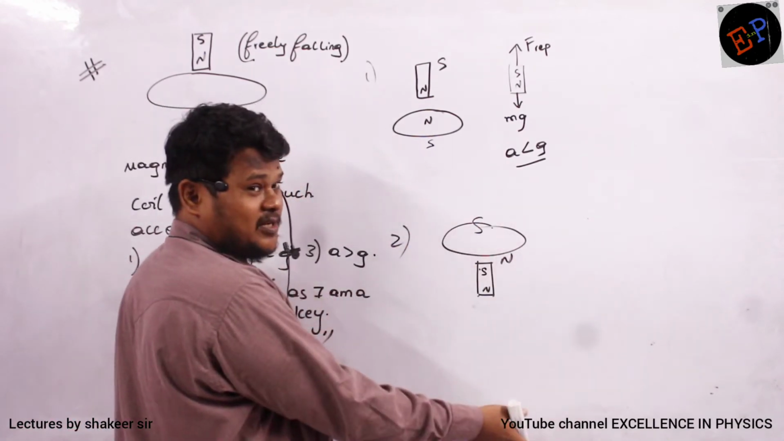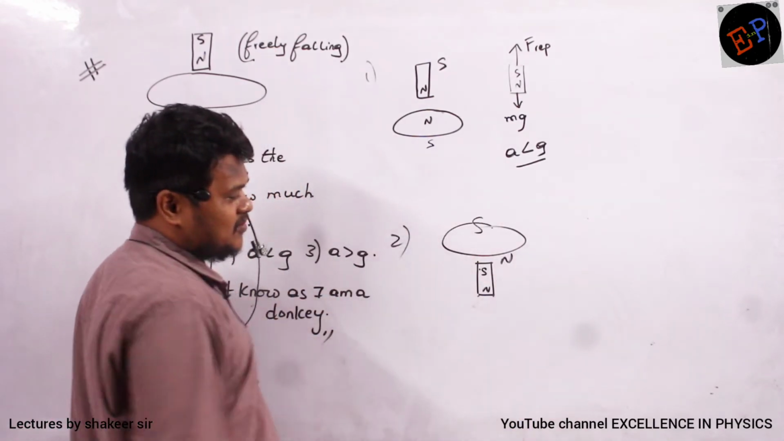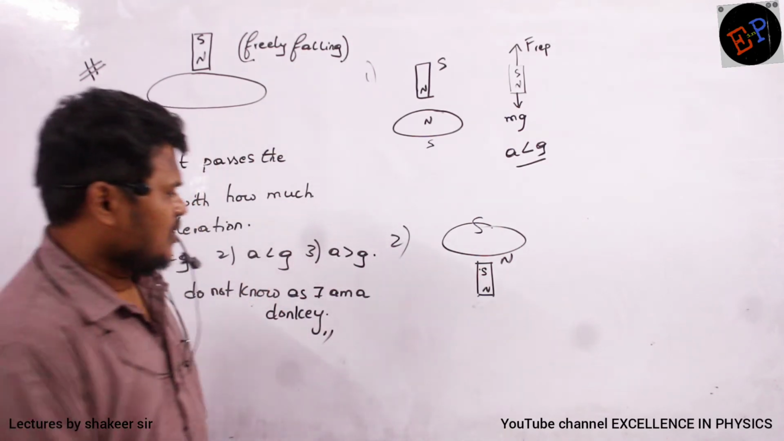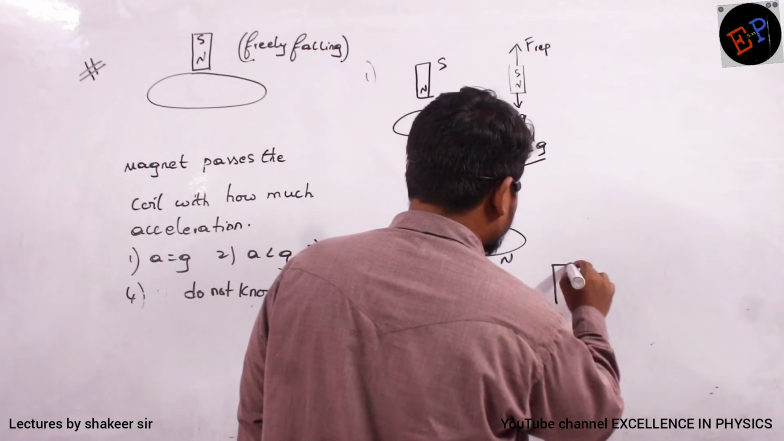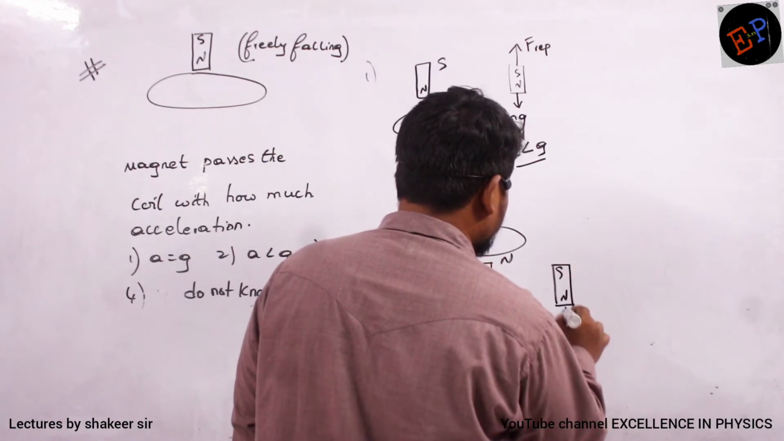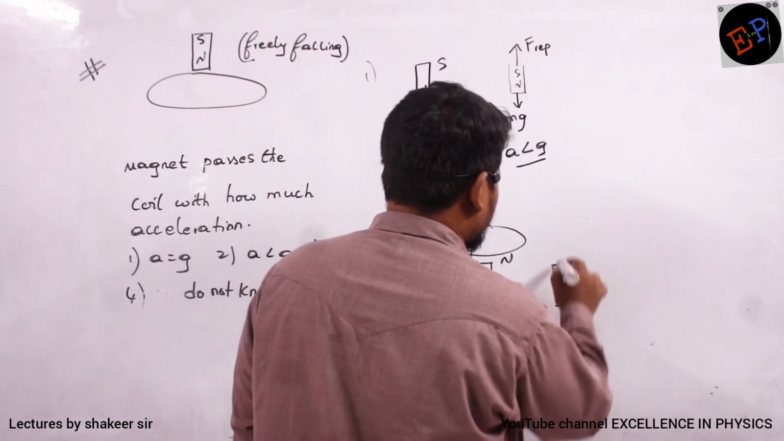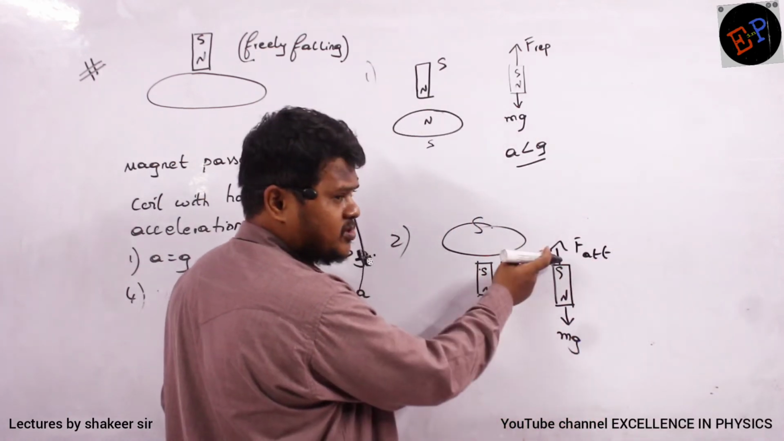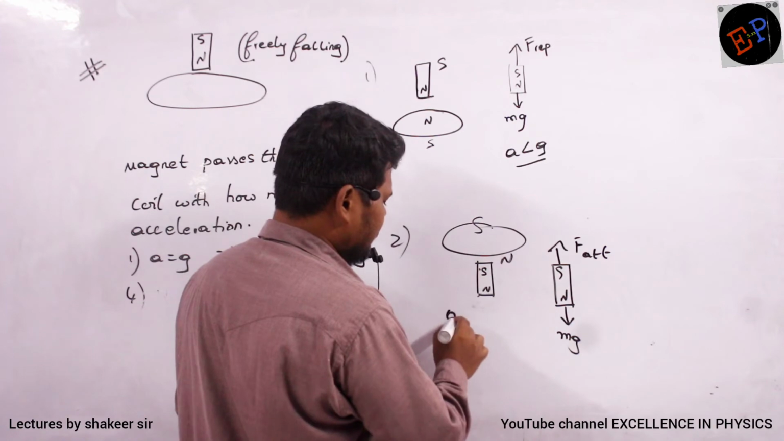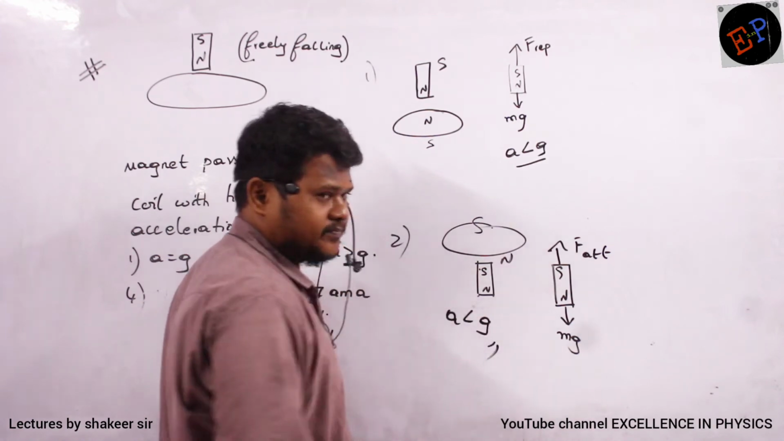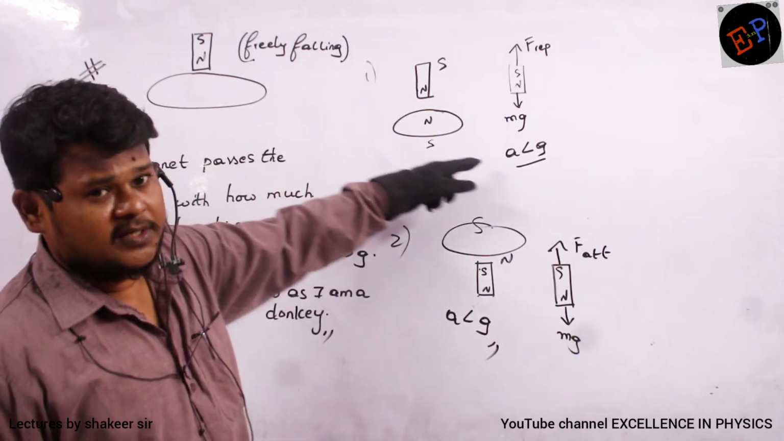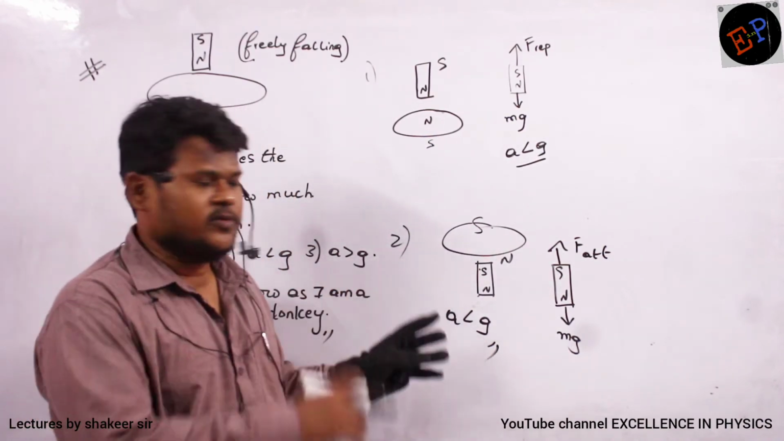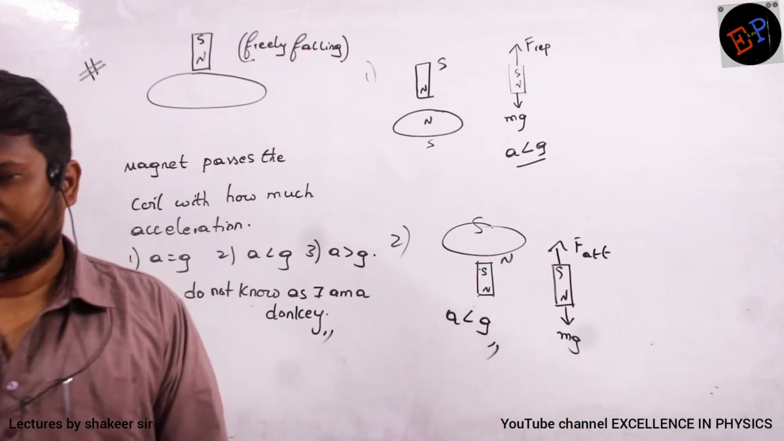Now the south pole is leaving and the coil does not want the south pole to leave, so it will develop a north pole. Now what are the forces which are acting? mg is acting in this direction and the force of attraction is acting in this direction. Whatever it may be, mg is there, so again the value will be less than g only. So when it is entering, a is less than g. When it is leaving also, a is less than g. This is one beautiful explanation of Lenz law. Clear?